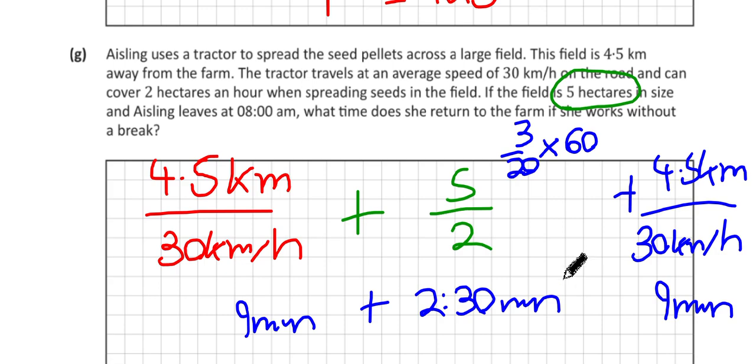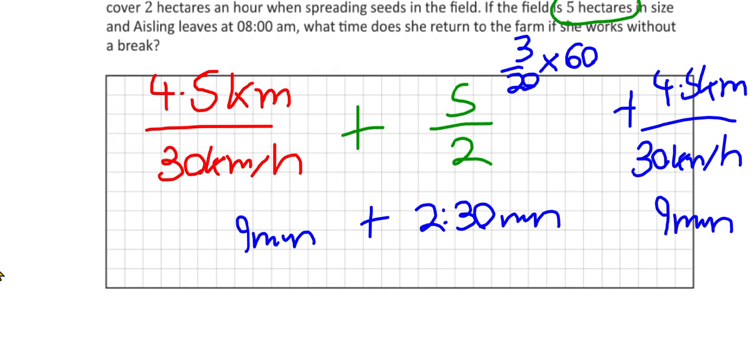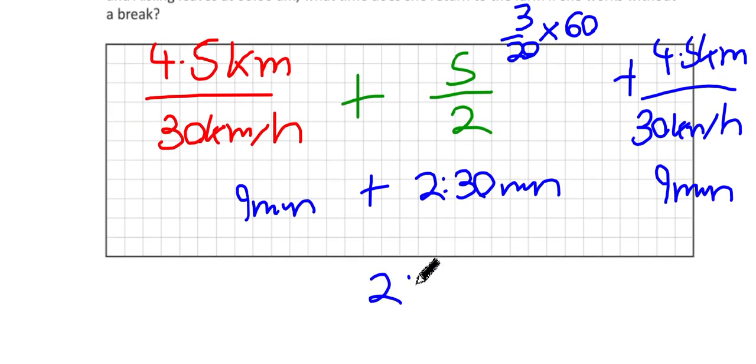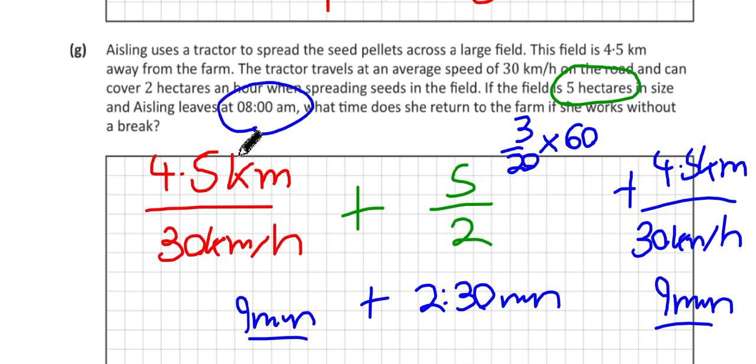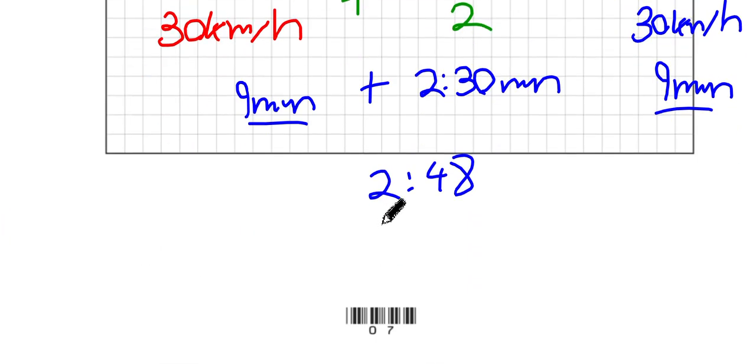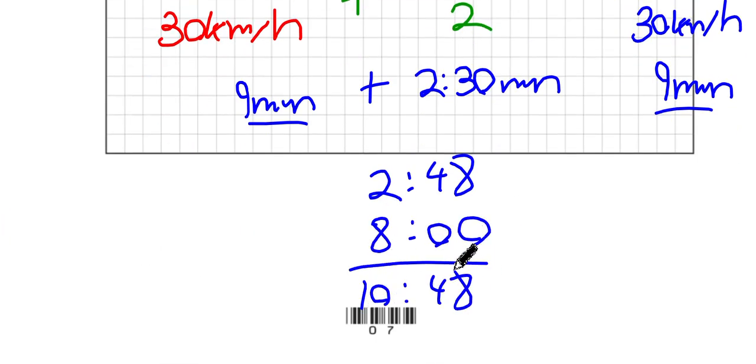Now guys, how long was that in total then? Would you all agree with 2 hours and 48 minutes? 18 minutes for the travel and 2.5 hours for the job. Then you leave the house at 8 a.m. So 8 a.m. plus 2 hours and 48 minutes is 10:48. Okay.